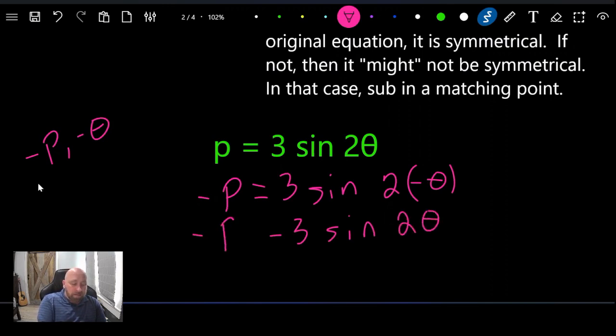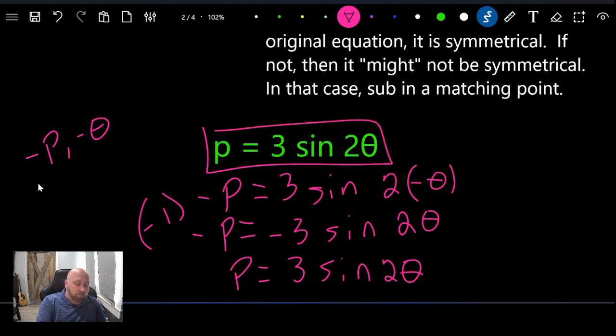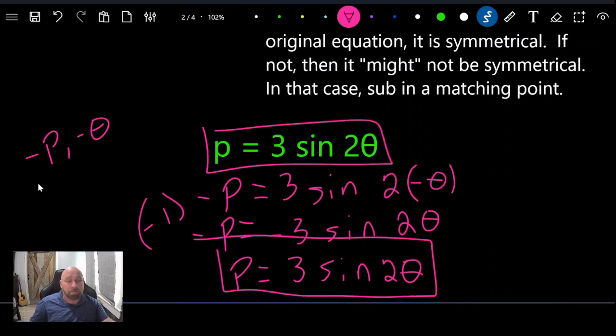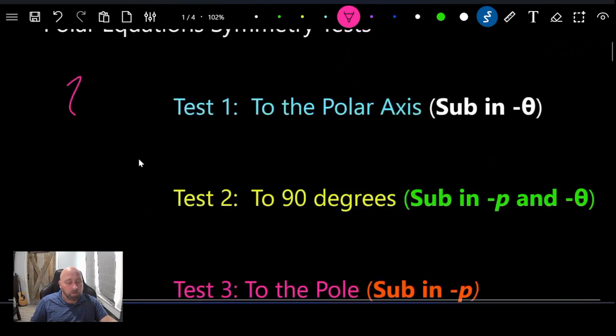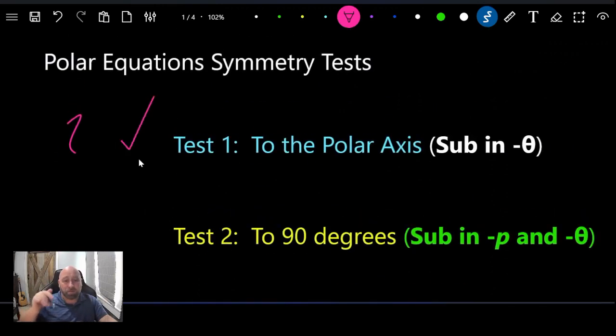And when I do that, I could multiply a negative through here and it would change those signs, and I would end up with rho equals 3 sine 2 theta. Because it matches the original, then on my secondary test for test 1, it ends up being yes, it is symmetrical, because when I check the other side, the other sine point that matched my positive sine point, it was symmetrical.